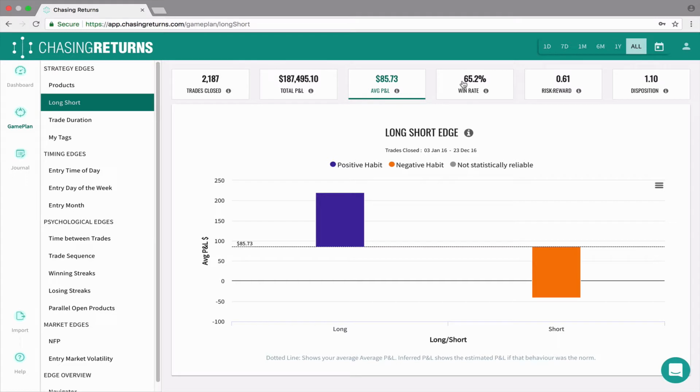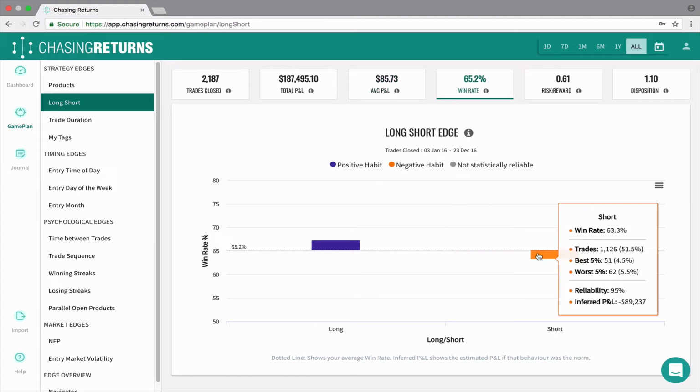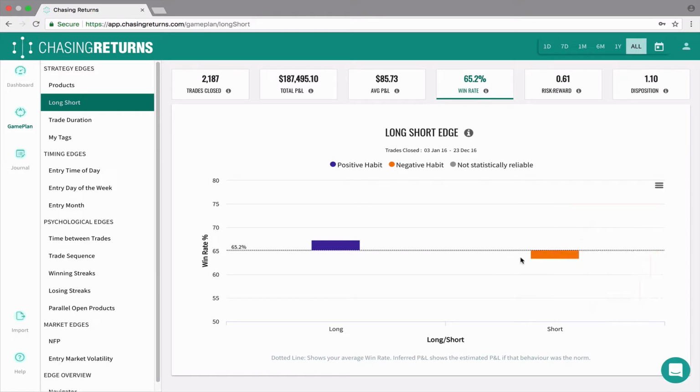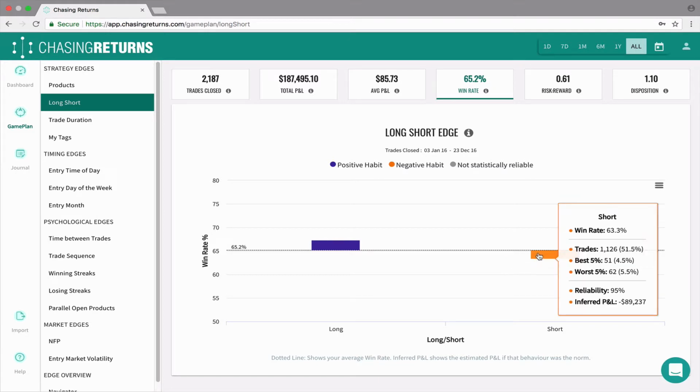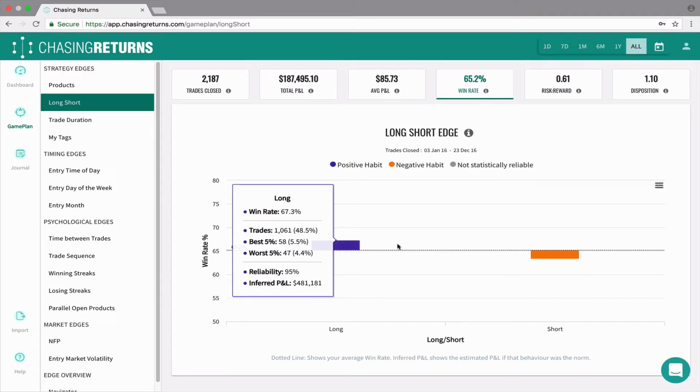Now, to get to the next level, we look at the win rate. The interesting thing here is that even though this trader is losing on the short side, 63% of those trades are winners, right? And actually, it's not a good thing to have a high win rate when you lose, because it's a sign of trouble. The quality of these trades is clearly not good, even though he's getting winners almost as often as he's getting winners on the long side.